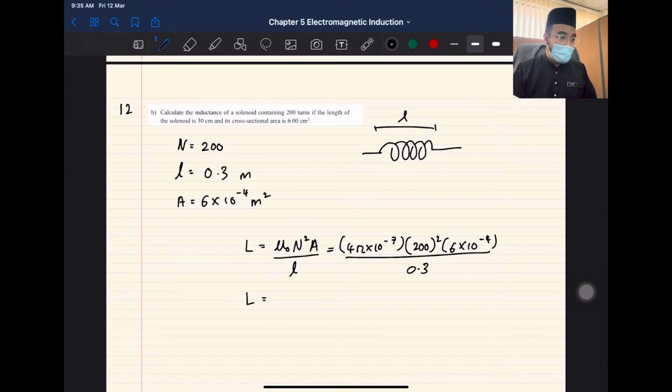Okay, here I got 1.01 times 10 negative 4. The unit for self-inductance will be Henry. Sorry, mutual inductance and self-inductance have the same unit, Henry.